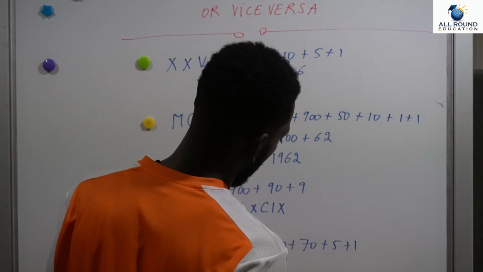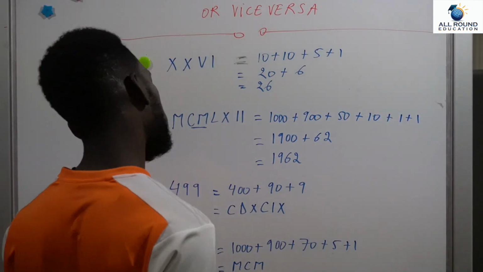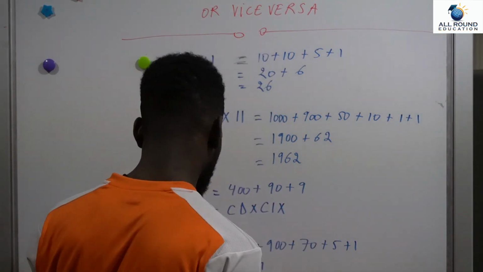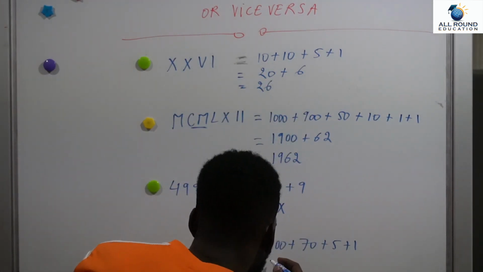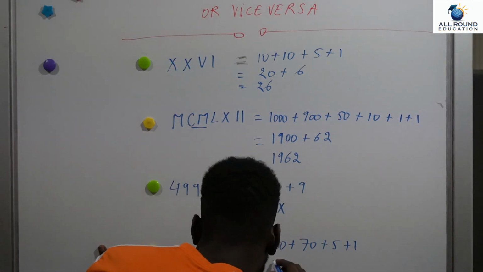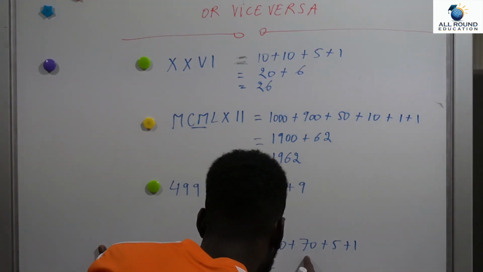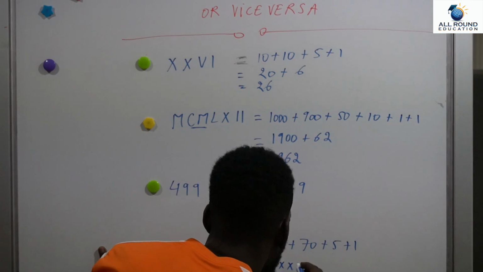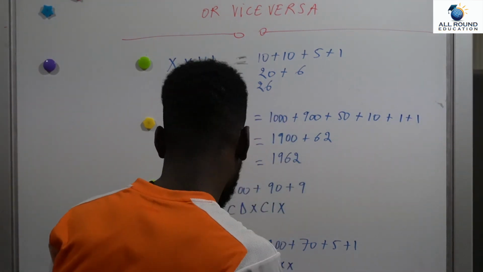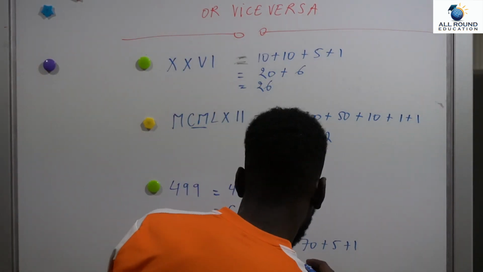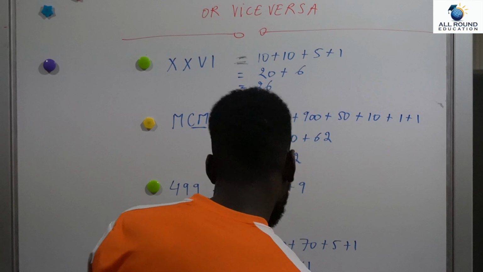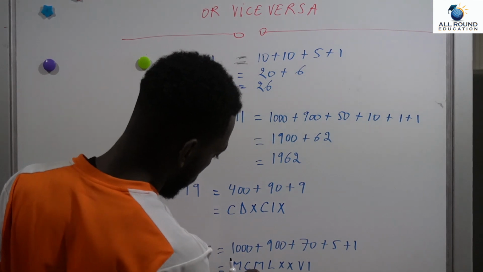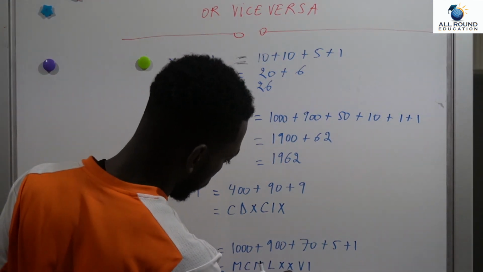70, so it's easy to go from 50 and add the 2 tens to get to 70, right? So let's do that: 50, because we know 50 is L, and 2 X's, plus 5, which is V, and 1. So you can see that it's 1000, 900, 50, 20 and 6, right?